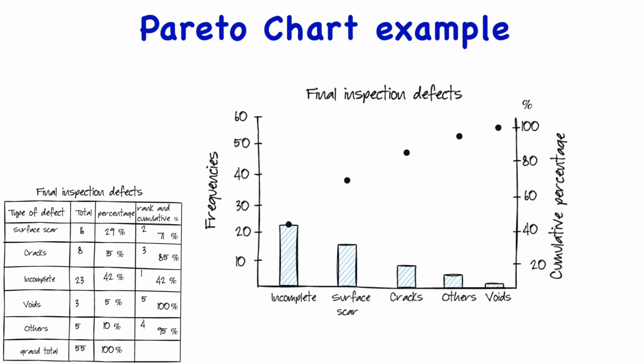Now add a line graph to connect the dots. And there we have our cumulative line. This dual axis approach allows you to see both the individual and the cumulative impact of each category. By visualizing the data in this way, you can easily identify the vital few categories that require the most attention.